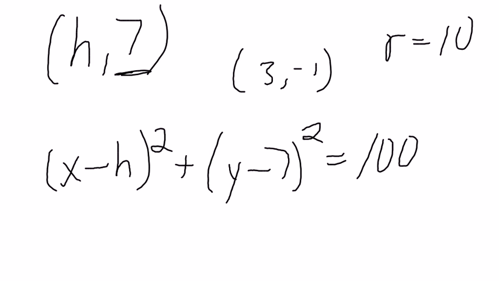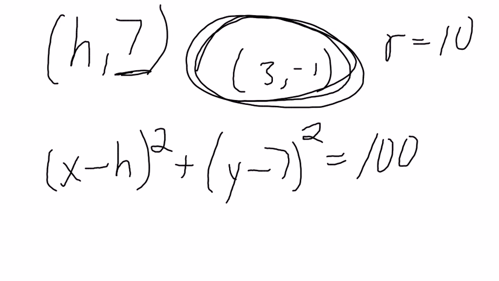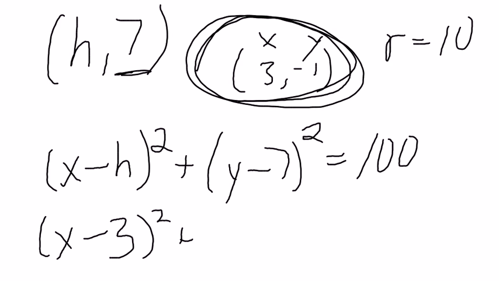In this case we can solve because we know it has to pass through this point. So let's plug it in. x minus 3, that's our x and that's our y, squared, plus, and what's y? That's negative 1, so it's negative 1 minus 7 squared equals 100.